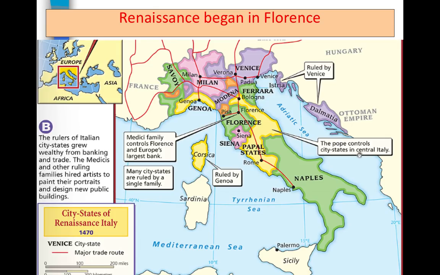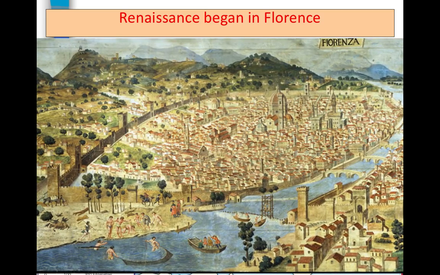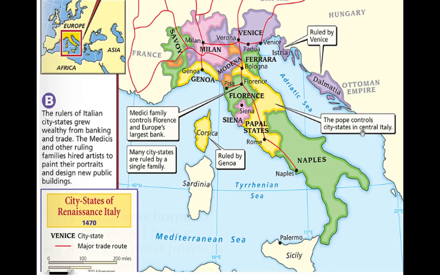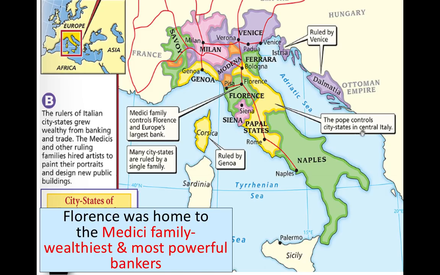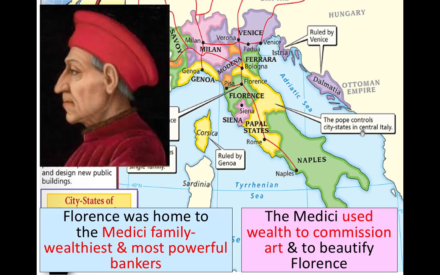The Renaissance began in Florence. Florence is right here, somewhat in the middle of Italy. And you can see there's lots of different city-states throughout Italy during this time period. Florence was a vibrant city, a very beautiful city, with lots of different types of architecture and lots of art throughout. Florence was also home to the Medici family, one of the wealthiest and most powerful bankers. The Medici used wealth to commission art and beautify Florence.